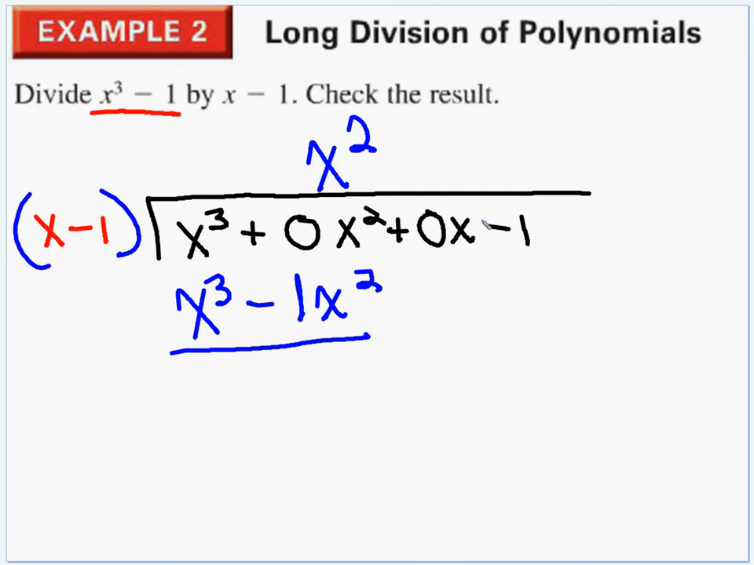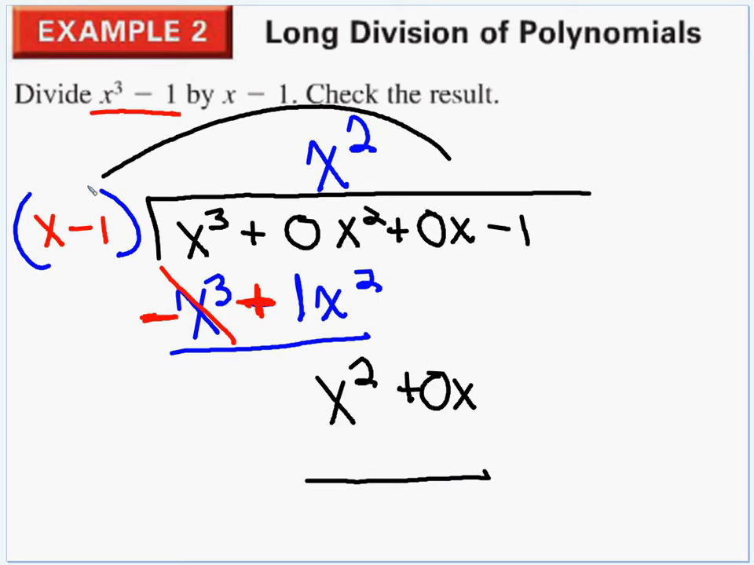Now again, we can distribute a negative and add. If I distribute a negative, these signs will switch. And then we add the columns, 0x cubed, and we're going to have a 1x squared. Bring down the next term, plus 0x. So up top here, we're going to need something that will multiply by this x and equal x squared, so they will cancel each other out. Well, that's just going to be a plus x.